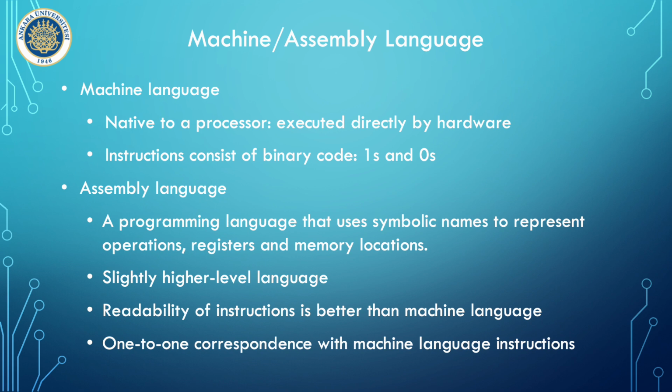Now I will talk about machine language, and the differences between machine language and assembly language. Machine language is the native language of the processor and it's executed directly by hardware. It consists entirely of binary codes. On the other hand, assembly language represents the same instructions symbolically. While it's easier to read, it does not hide the hardware details, which makes it more powerful, but also more complex to use.